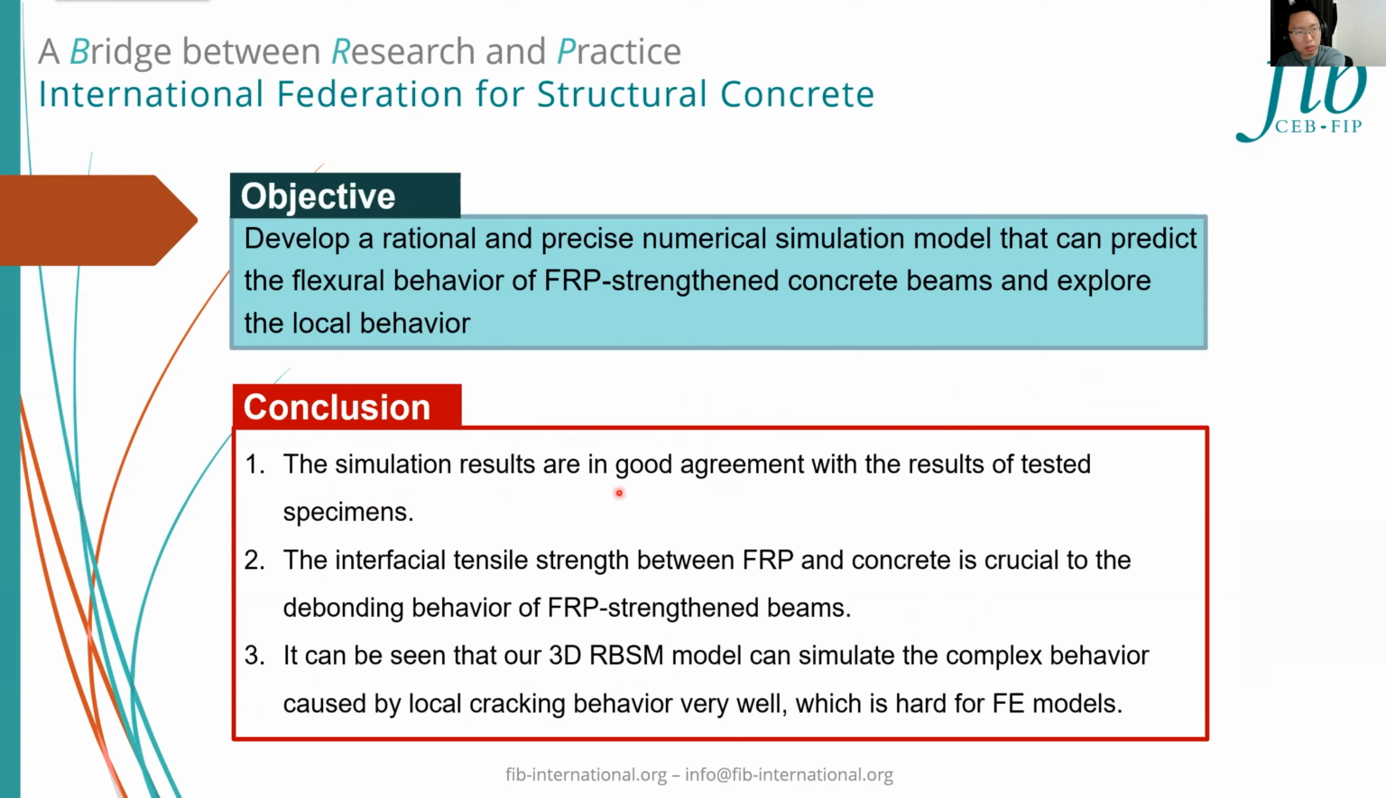The simulation results are in good agreement with the result of tested specimen, and the interfacial tensile strength between FRP and concrete is crucial to the debonding behavior of the FRP strengthened beam. And it can be seen that our 3D RBS model can simulate the complex behavior caused by local cracking behavior very well, which is hard for FEM models.